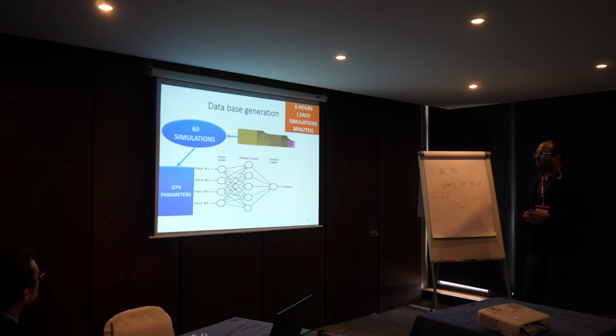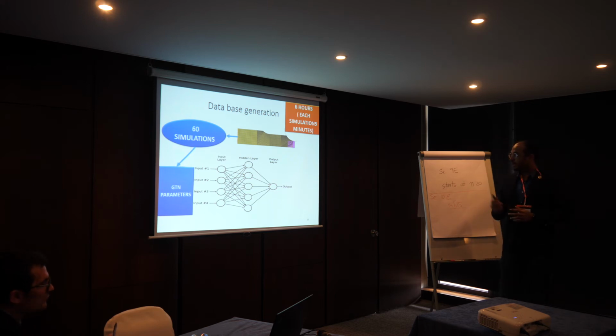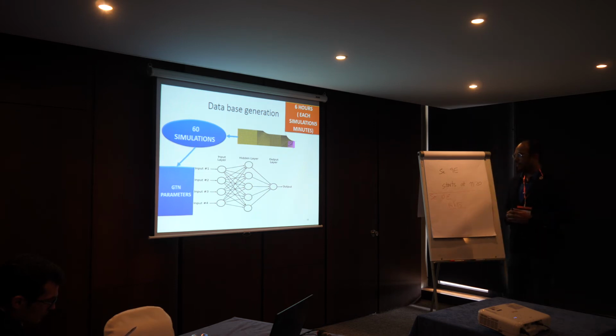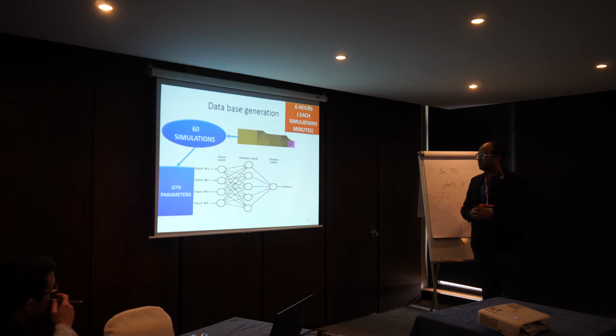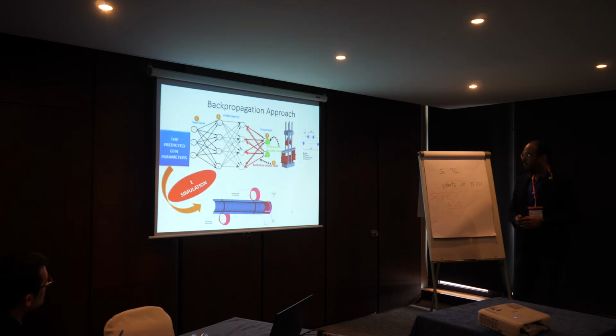That's why I decided to introduce an artificial neural network. As I told you first, I have to provide a database for my neural network. So I did 60 simulations, and each simulation took about 5 minutes, so 300 minutes, which means 6 hours. Then with the 60 simulations, I could provide the data for my neural network. Then I trained my neural network using MATLAB.